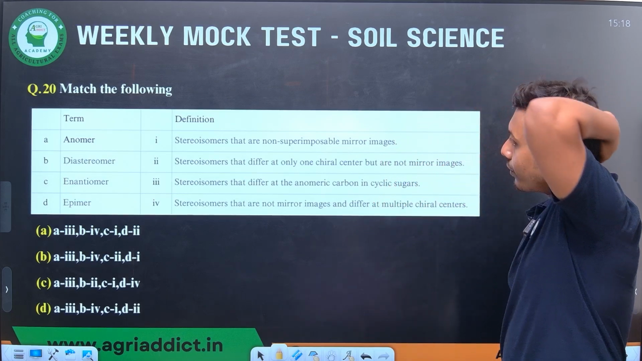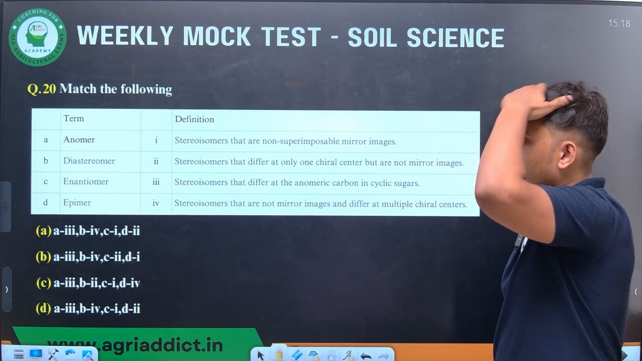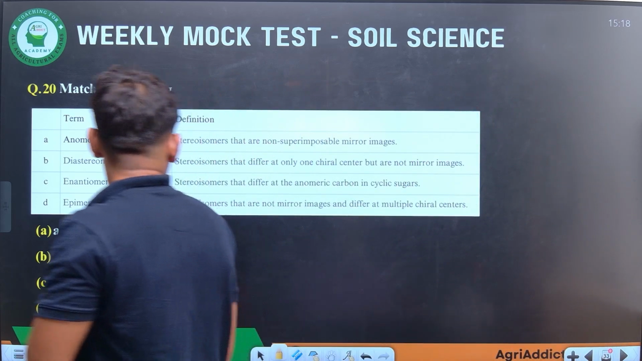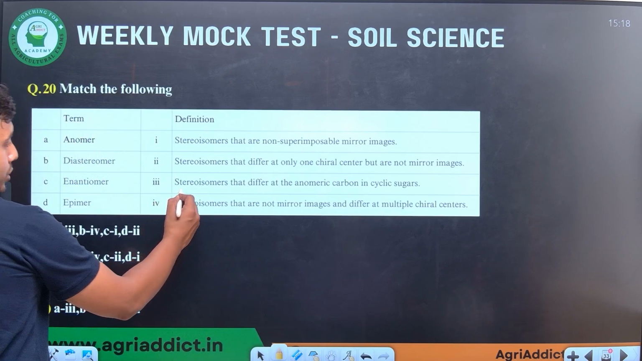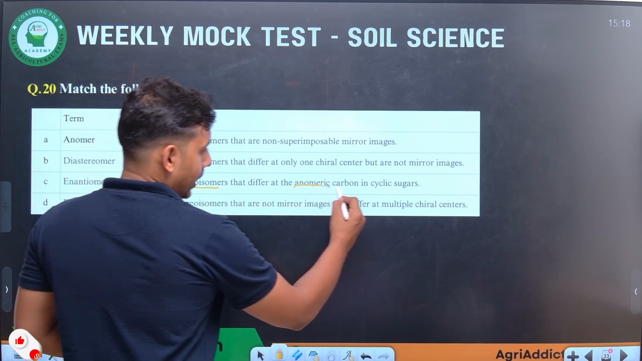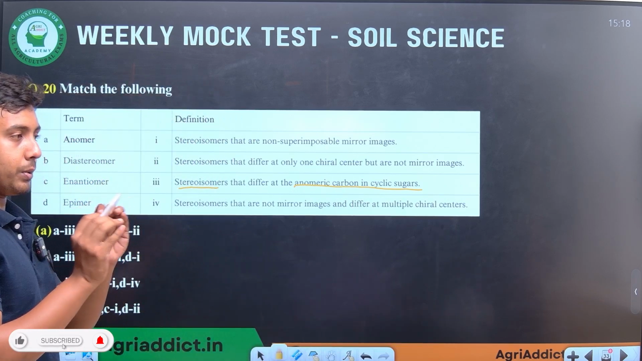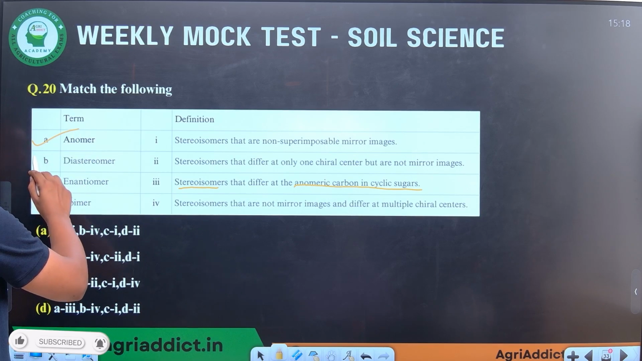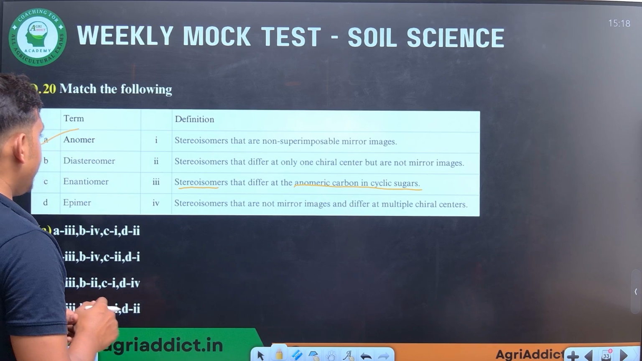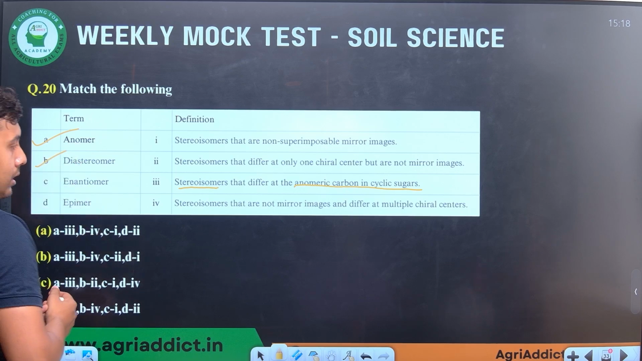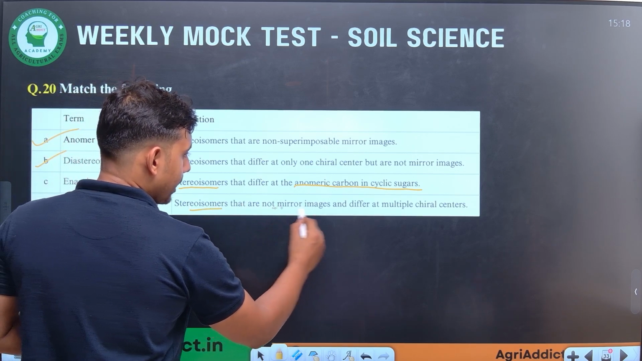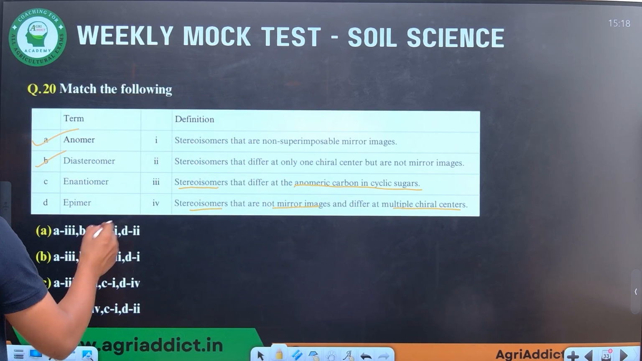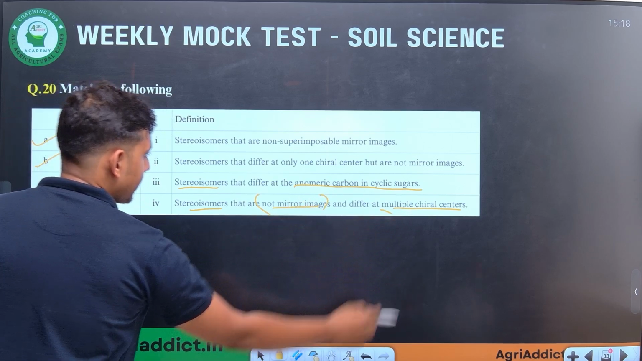Then comes, match the following: anomer, diastereomer, enantiomer and epimer. What are the definitions of those? First comes anomer. Anomers are those stereoisomers that differ at the anomeric carbon, the cyclic one. When they differ at that anomeric carbon, it is an anomer. What is a diastereomer? Diastereomers are stereoisomers that are not mirror images but differ at multiple chiral carbons.